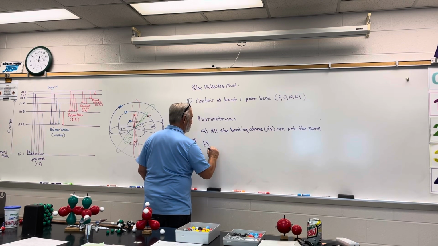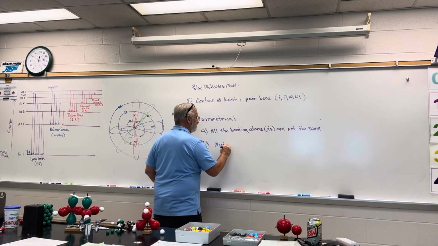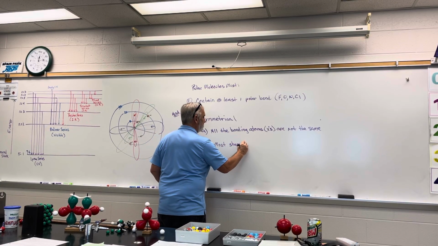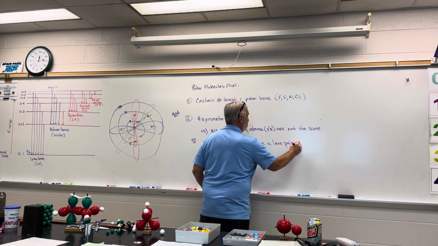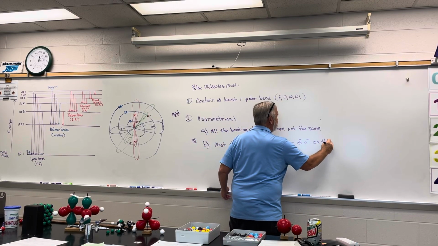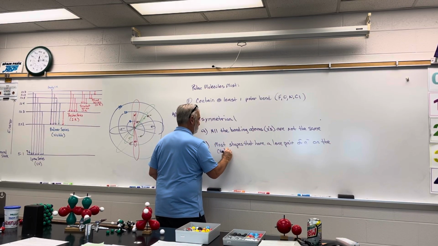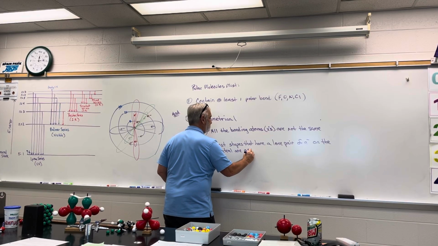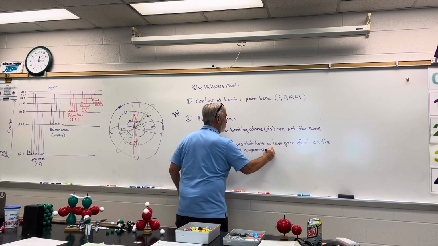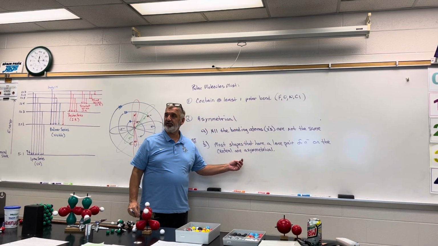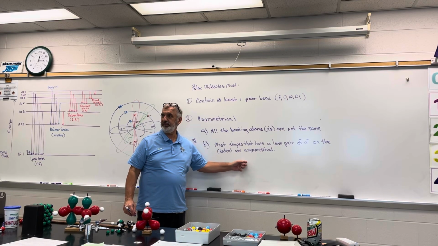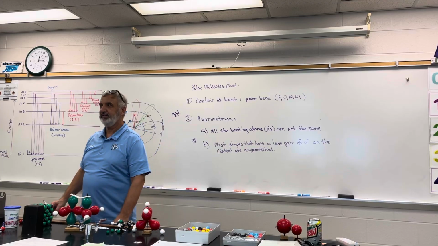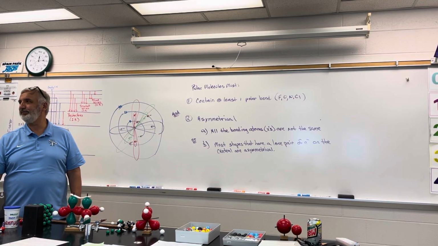I'm going to change my wording from what I've done in the past. Most shapes that have a lone pair of electrons on the central atom are asymmetrical. And just a little tidbit here, when you're going to spell the word asymmetrical, don't be an ass. There's only one S in asymmetrical. If you see that you're spelling that word, you're spelling it wrong. There's only one S in asymmetrical. I see some erasing.